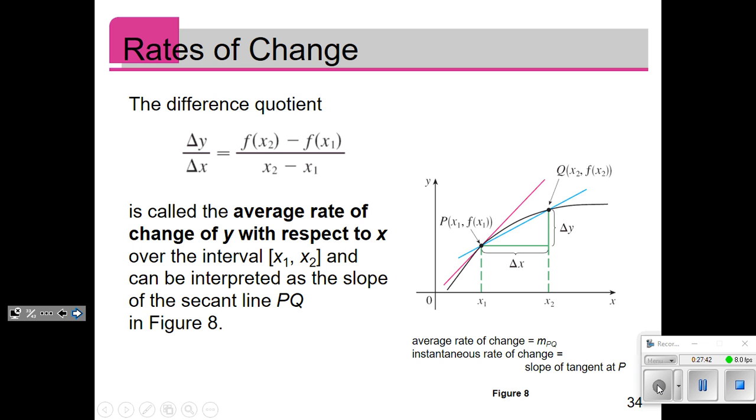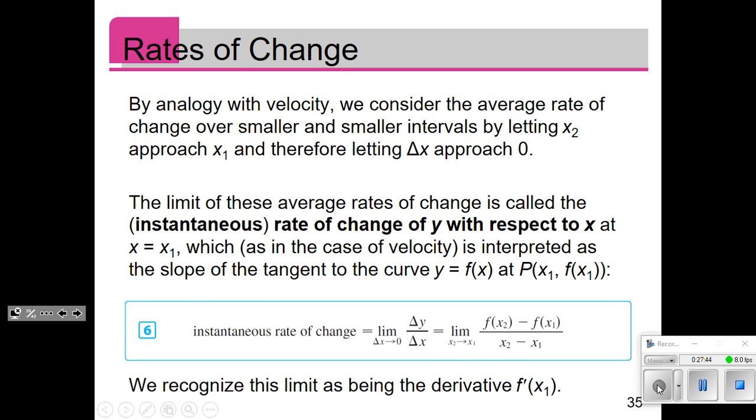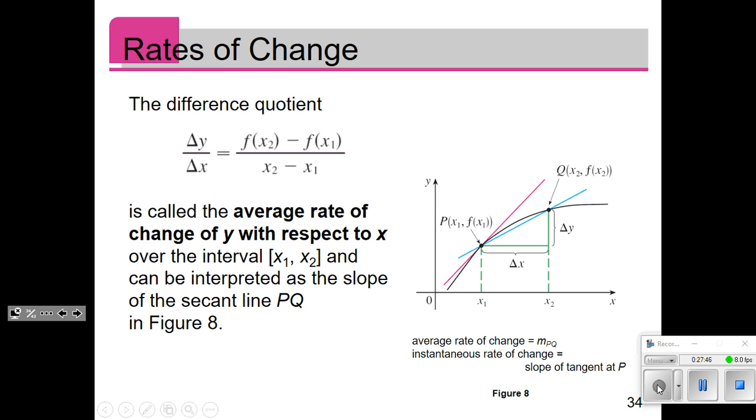So, kind of jump the gun again here. So again, this is slope, right? This is slope. So the average rate of change of y with respect to x can be interpreted as the slope of the secant line PQ. So again, here's my change in x. Here's my change in y. Okay, slope.